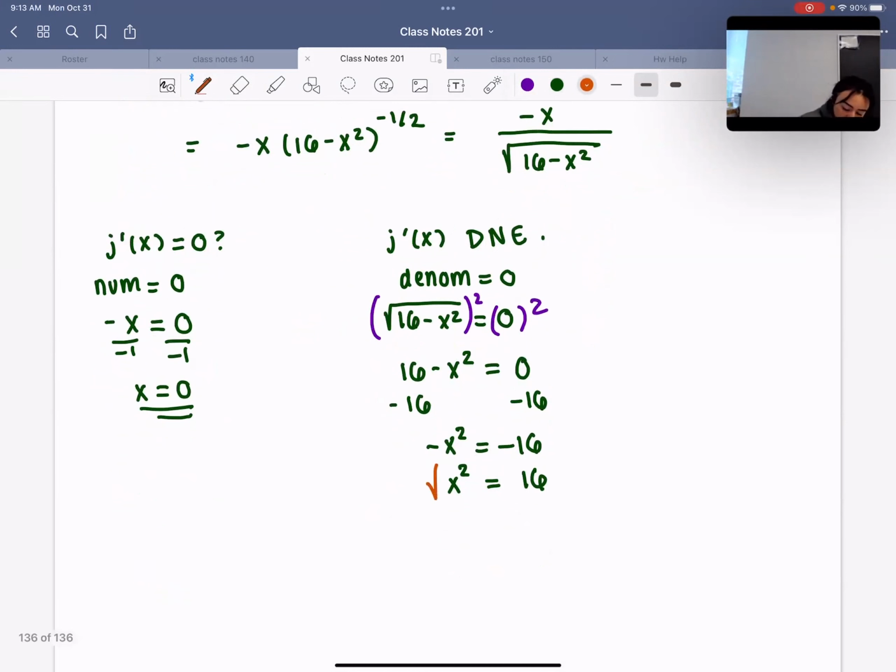Dividing through by the negative gives me x squared equals 16. And taking the square root of both sides, what am I forgetting? Plus or minus, good. So looks like the square root and the square cancel out, so we're left with x equals plus or minus the square root of 16, or 4. Okay, so I have plus or minus 4. That's where the denominator equals 0.